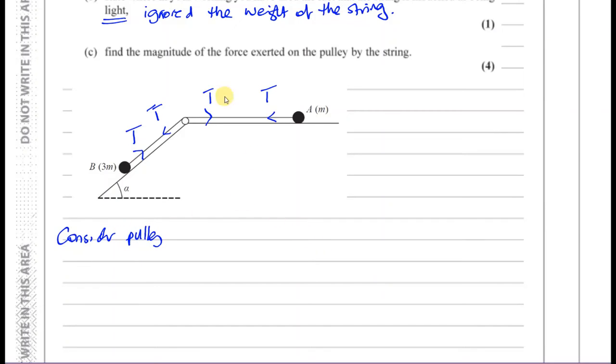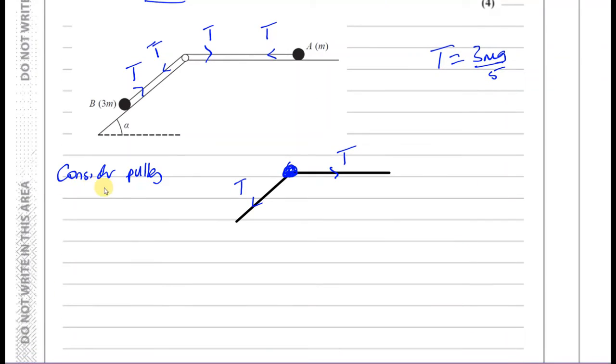If we consider the pulley alone, then you've got basically these two forces acting, something like that. They're both equal in size. You've got a tension acting this way and a tension acting that way. So there's a pulley here, and those are the forces acting on the pulley. They're both equal in size, and we know that they're equal to 3mg over 5. We want to find the magnitude of the force exerted on the pulley by the string.